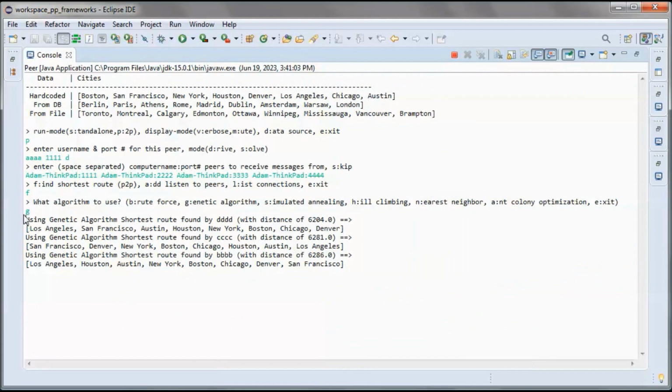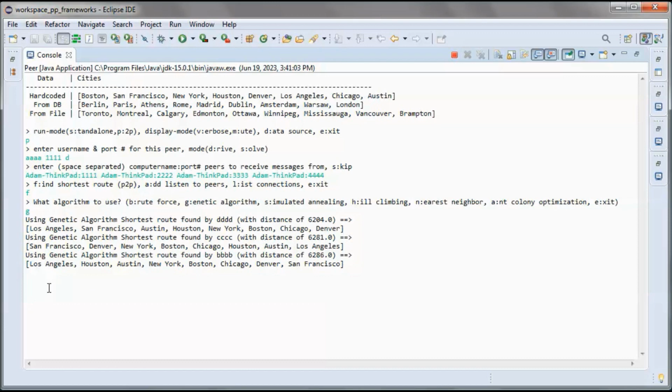So using genetic algorithm, the shortest route found by this user on this peer had this distance, and this is that shortest route. And this user on this peer found the shortest route with this distance. And same for this user on its associated peer, it found a shortest route with this distance using genetic algorithms.